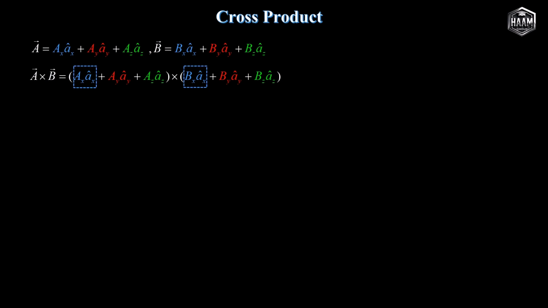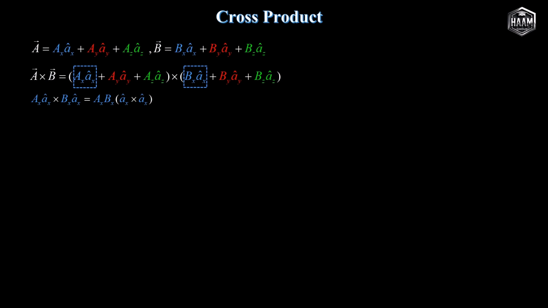The first term is A sub x A hat sub x cross B sub x A hat sub x, which leads to A sub x B sub x A hat sub x cross A hat sub x. This product possesses both a magnitude and a direction, as the cross product yields a vector quantity.